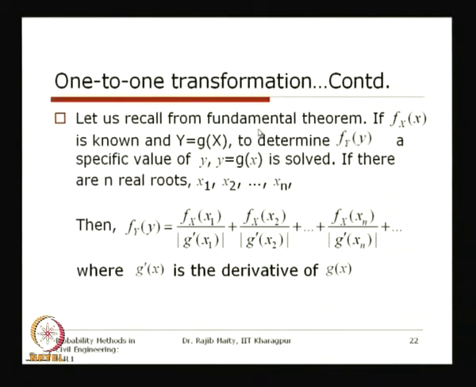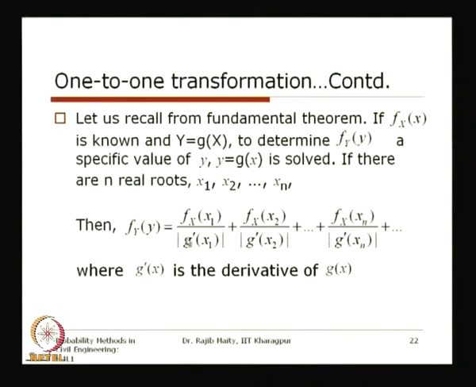Just recall the fundamental theorem that we discussed in the last class: f_X(x) is known and y equals g(x). To determine f_Y(y), a specific value of y equals g(x) is solved. Now, if there are n roots for this equation, x1, x2, ..., xn, then we have seen and proven that this equation holds. And we have also referred to the population where this proof is available as well.